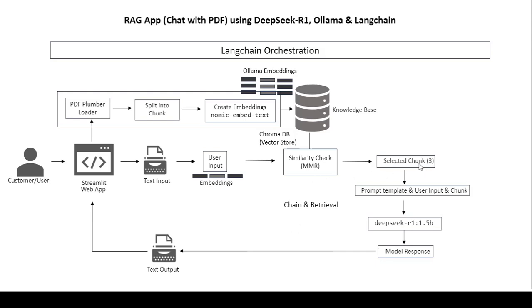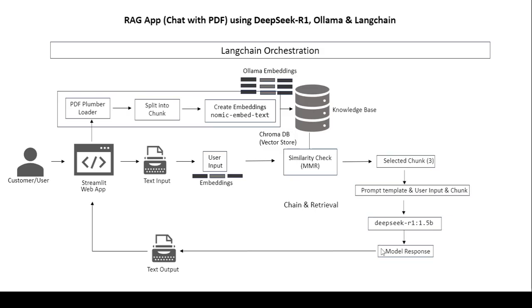The top three closest matching relevant chunks are retrieved, which are then used by the LLM, in this case the DeepSeek R1 1.5 billion parameter model, to get output back to the user. All this is facilitated with the help of chain and retrieval functions. In between, we also use custom prompts that guide the LLM with respect to its role, behavior, formatting, and whatnot.